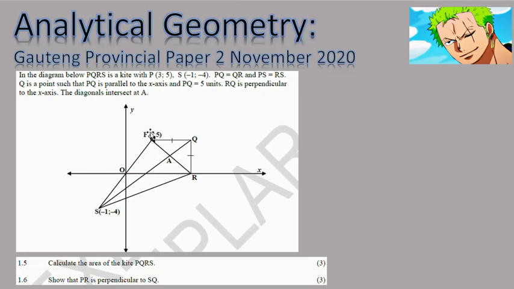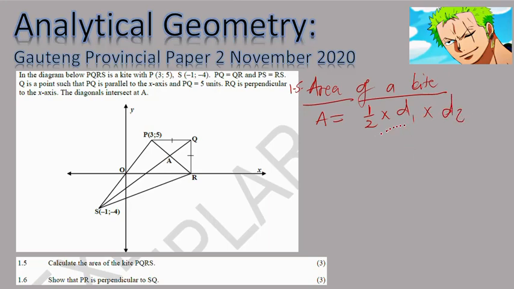there are two ways to calculate this area. And I'm trying to think of the shortest way. So the area of this thing, let me put a pen here. Area of a kite, this is 1.5, right? Area of a kite, this is how you find it. For this area, you must say half multiplied by the first diagonal and the second diagonal. So half times the first diagonal times the second diagonal.